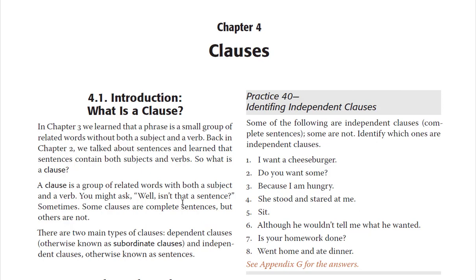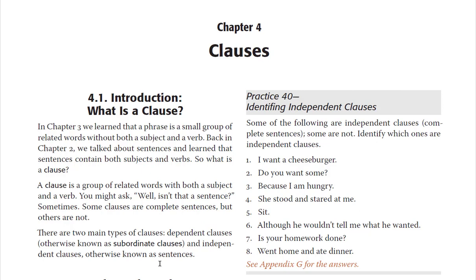You might ask, well, isn't that a sentence? Sometimes. Some clauses are complete sentences, but others are not. There are two main types of clauses: dependent clauses, otherwise known as subordinate clauses. In other words, that's not a complete sentence, not a complete thought, it's a sentence fragment. And independent clauses, otherwise known as sentences.